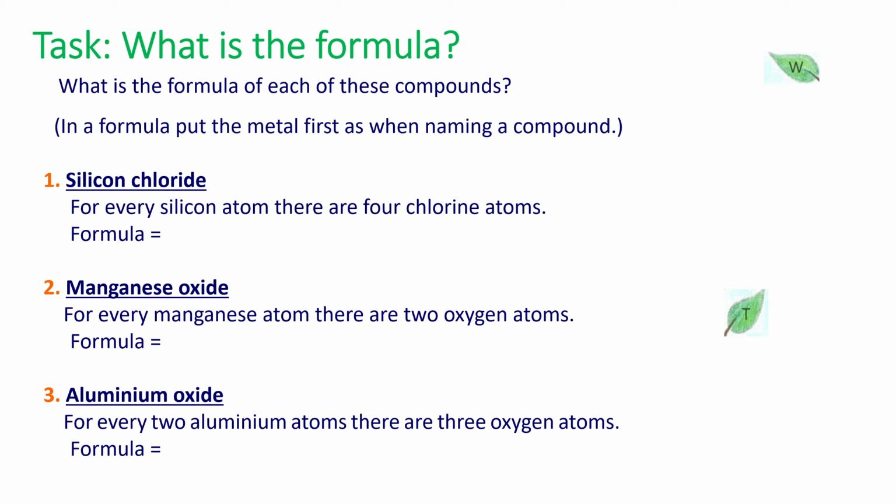So you should have unpaused now, and you should have had a go. Silicon chloride. Every silicon atom, there are 4 chlorine atoms, SiCl4. Manganese oxide. Every manganese atom, there are 2 oxygen atoms, MnO2. And for aluminium oxide, for every 2 aluminium atoms, there are 3 oxygen atoms, Al2O3.